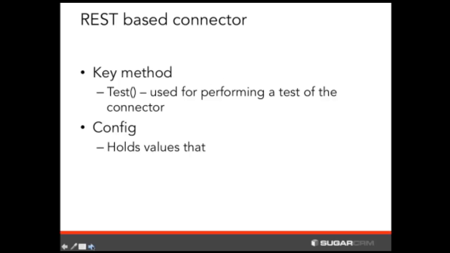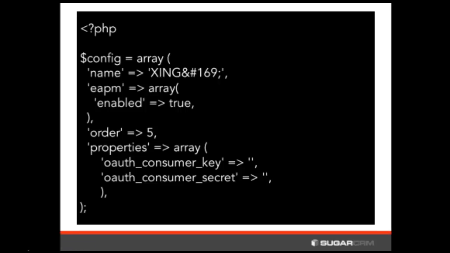We'll look first at the REST-based connector. Very simple. It has two pieces to it. One is a config, and those are the pieces that the user can enter in. And then there's also a method in the class, test, and this is just the guts for actually how to go out and test the connector.